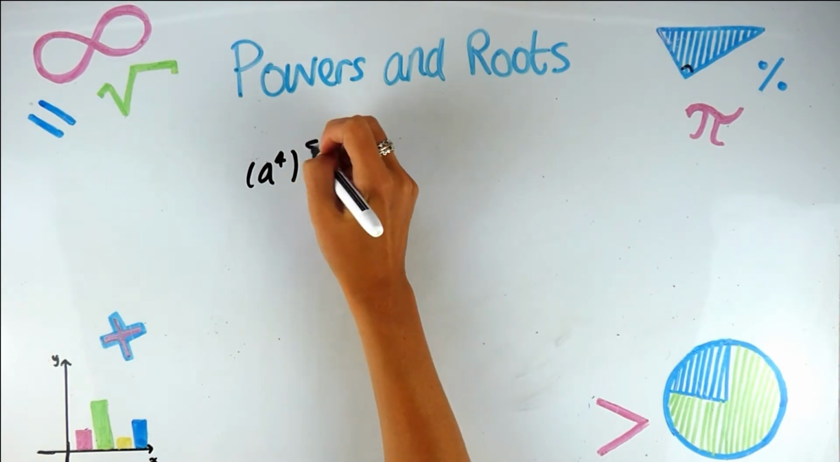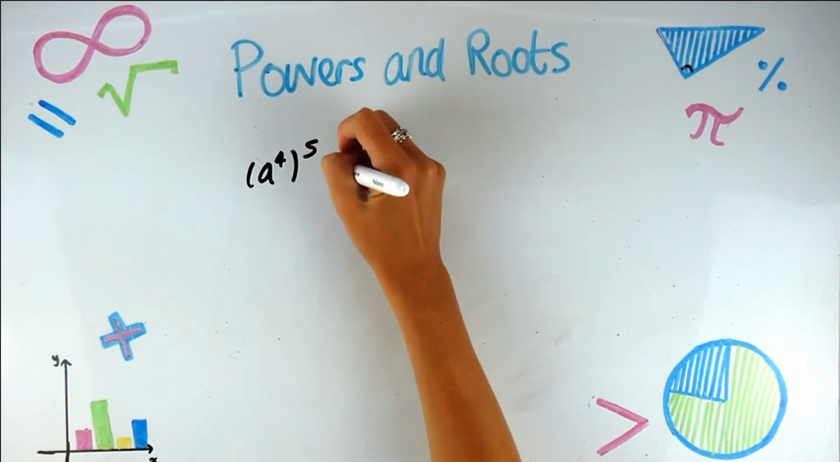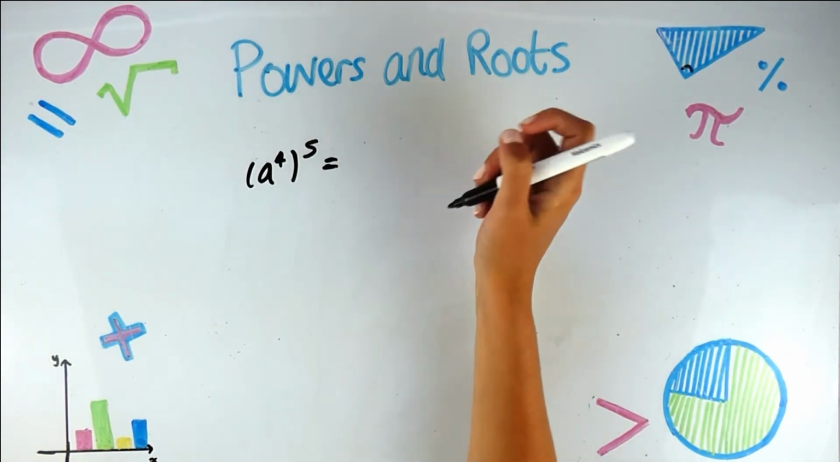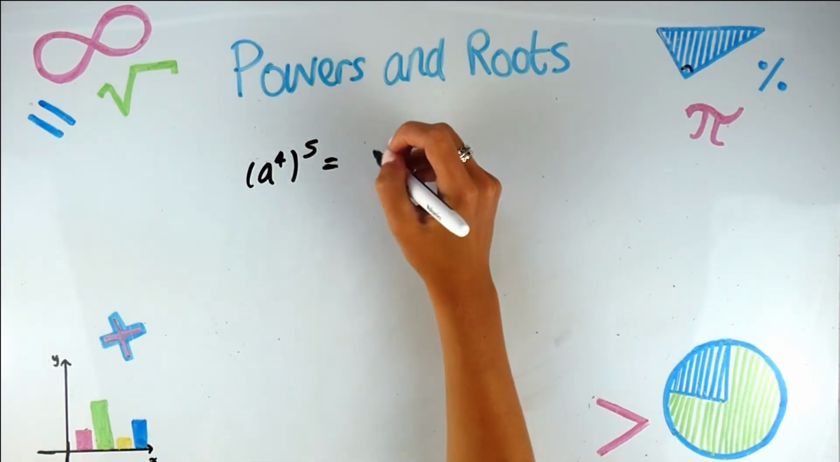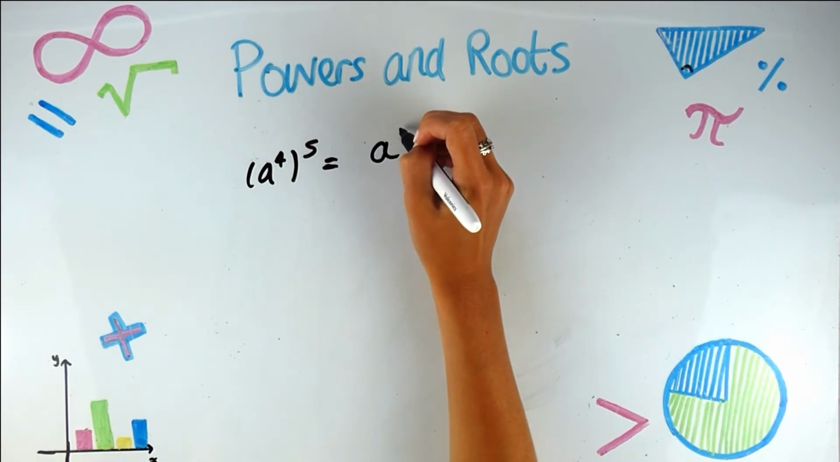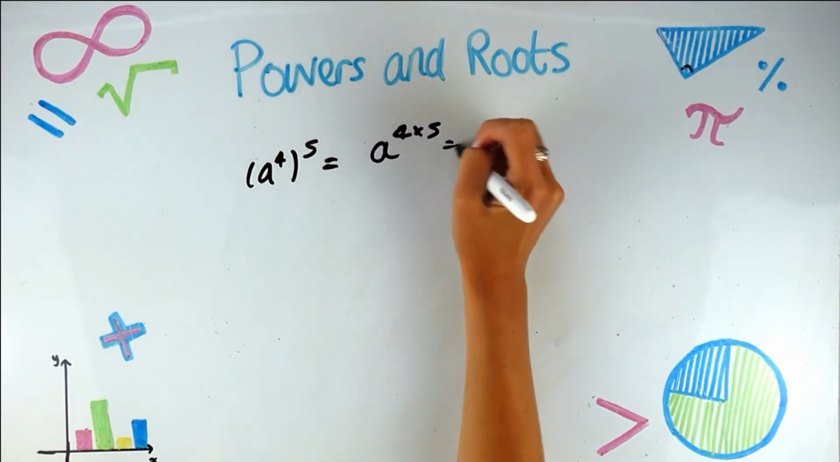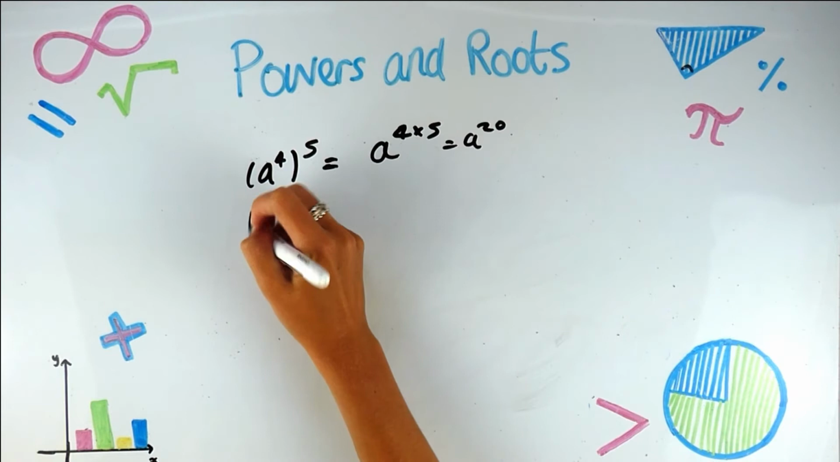A to the 4 to the 5. This is the power rule. If you do want to try this before I just shout out the answer, just click pause to test that you do know. So power means multiply, so we have A to the 4 times 5, which is A to the 20.